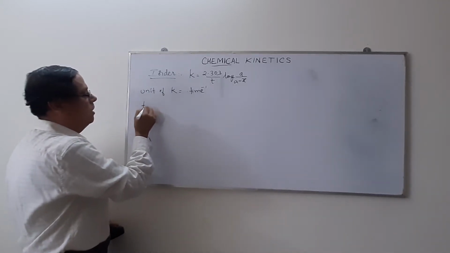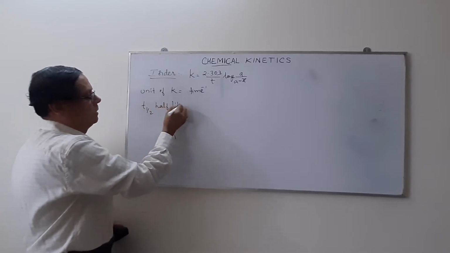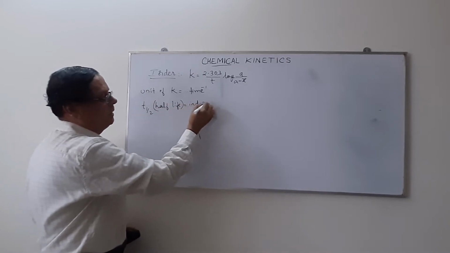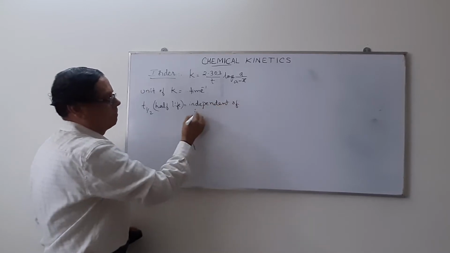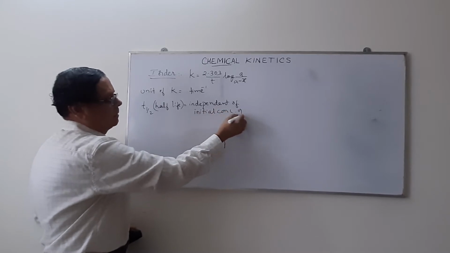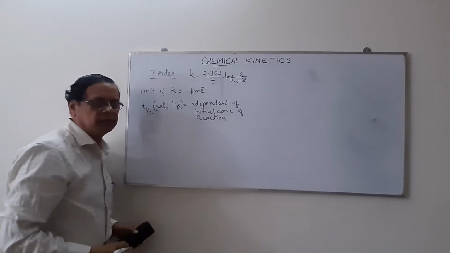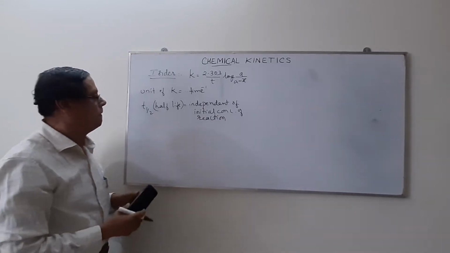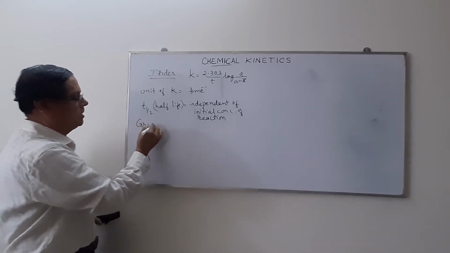Then we have this half-life period, that is t half. Half-life is independent of initial concentration of reactant. So whatever may be the initial concentration, irrespective of that, half-life will remain constant. Then we have the graphical representations.